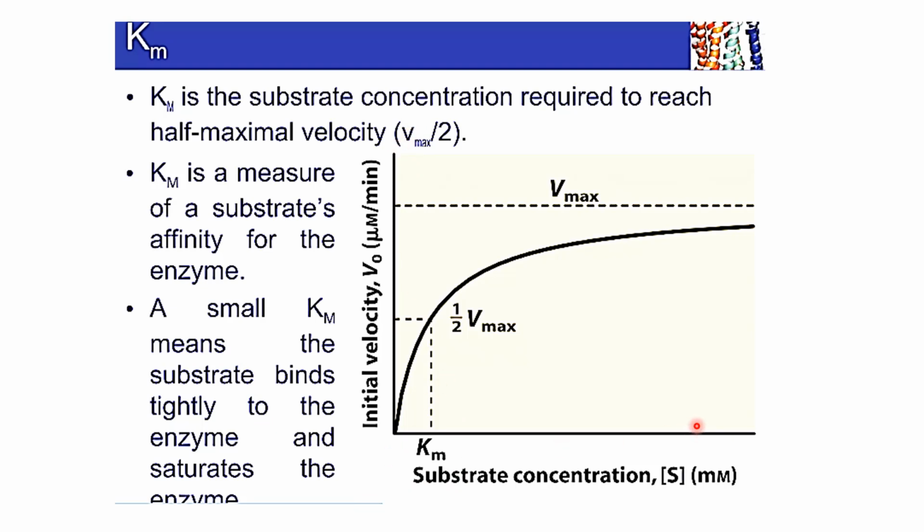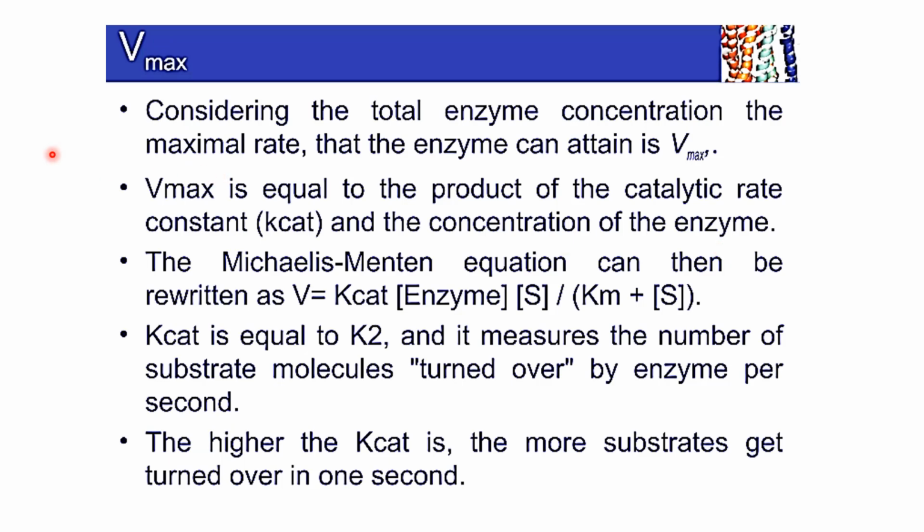So this is the Michaelis-Menten curve. On the x-axis we have substrate concentration, on the y-axis we have initial velocity, and this is the curve. Eventually it reaches Vmax. Now what is Vmax? Considering the total enzyme concentration, the maximal rate that the enzyme can attain will be its maximum velocity or Vmax. Now Vmax is equal to the product of the catalytic rate constant kcat and the concentration of the enzyme. This is the property that we'll use to solve the question that we talked about.